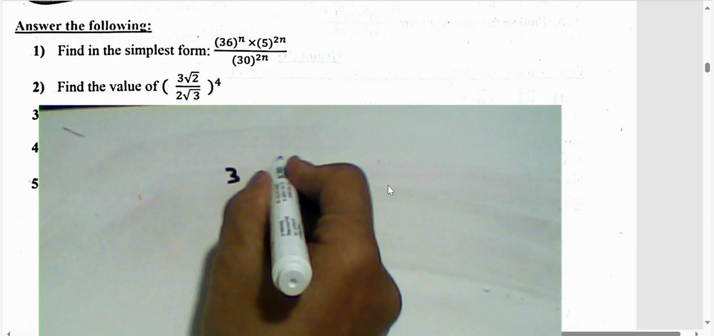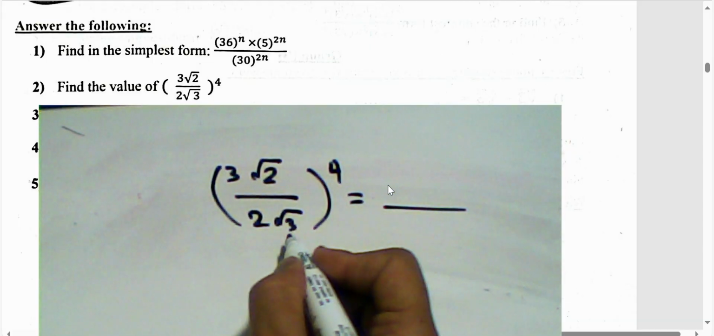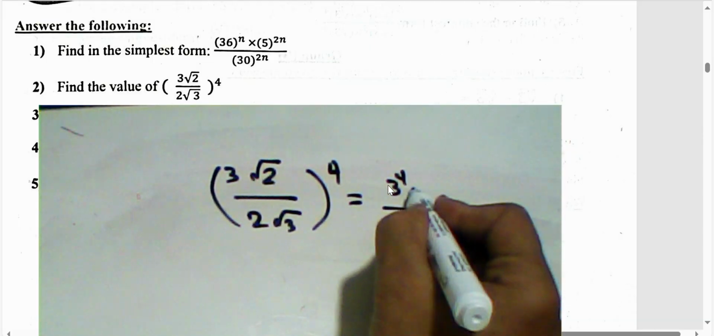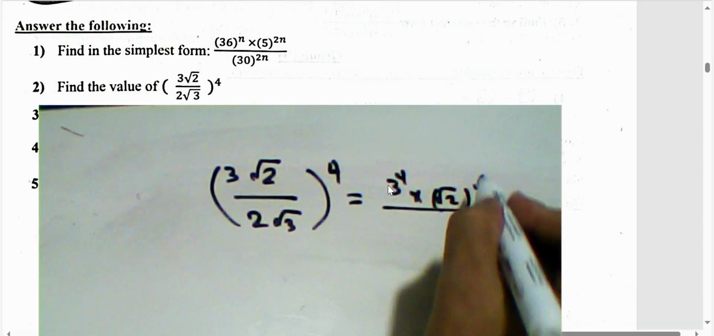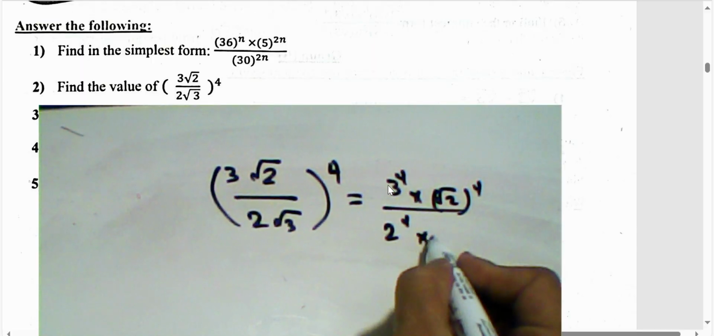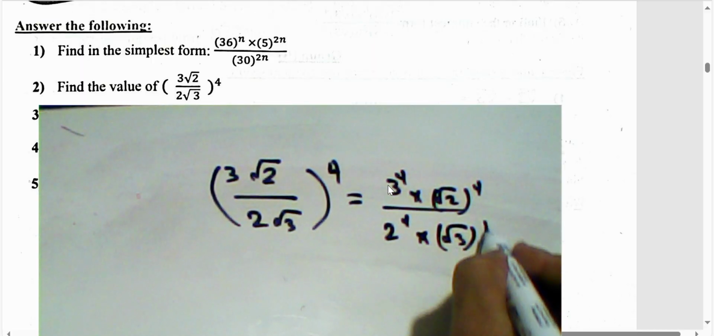Okay, next question here. Find the value of this expression here. Okay, it's number 3 root 2 over 2 root 3, all power 4. We must distribute the power. 3 power 4 multiplied by root 2 power 4 over 2 power 4 multiplied by root 3 power 4.